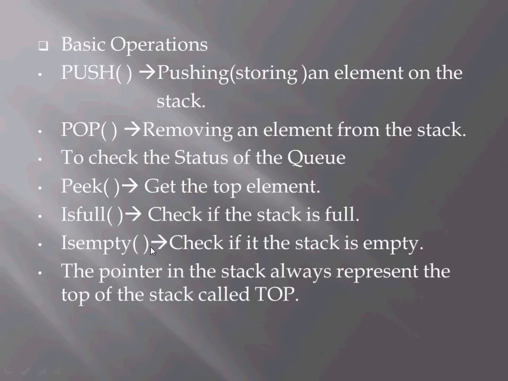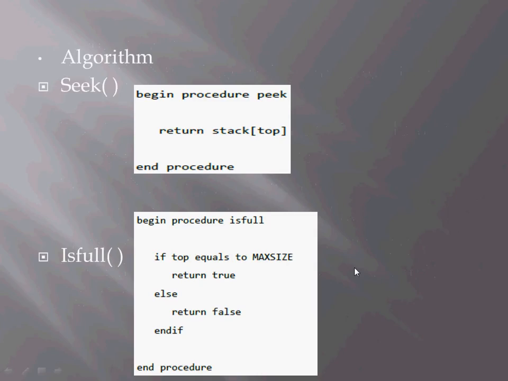The pointer in the stack always represents the top of the stack, called top. The pointer always represents the top element. If there are 5 spaces in the stack and we have 4 elements, the pointer always points to the 4th element. Now the algorithm: begin procedure peek, return stack of top. If the top is present, then return stack top. End procedure. Is full: if the top is equal to the maximum size.